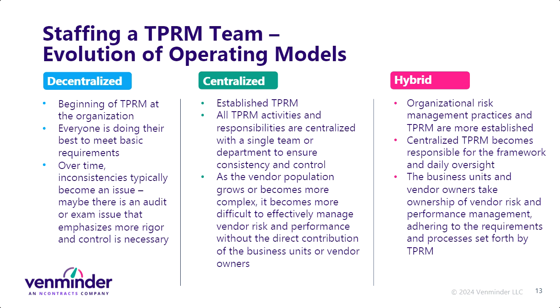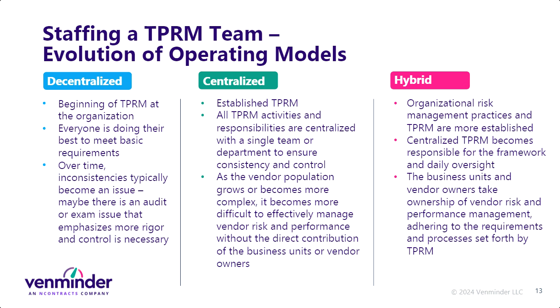Now, of course, operating models can and do change. What we've seen a lot is where an organization might start off in that decentralized model, right? Third-party risk management isn't that mature yet. So everybody's kind of doing the best they can to meet the requirements. But over time, because there's no centralized management or oversight, things start becoming inconsistent, which can raise a lot of issues and really emphasize that more control and rigor are needed.